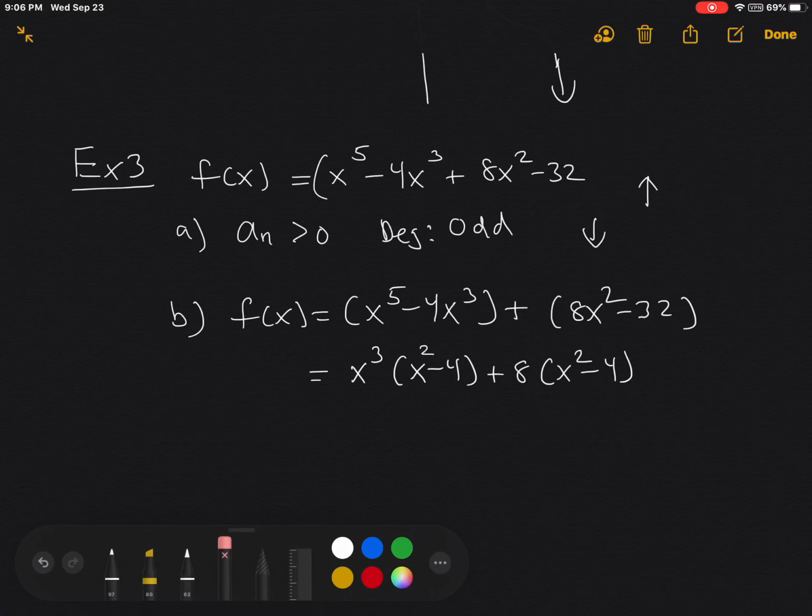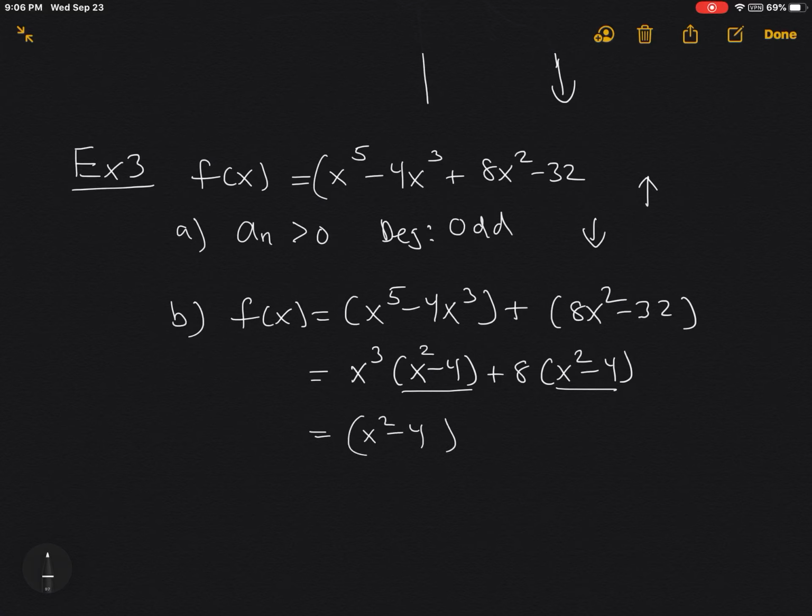All right, so in my GCF right here, I already have the x squared minus 4, and I'm just going to pull it out. Okay, so x squared minus 4, factor it out, and then you have x cubed plus 8. Now, over here, this is just simply difference of two squares: x plus 2 times x minus 2. Now, hopefully you recall this, okay?